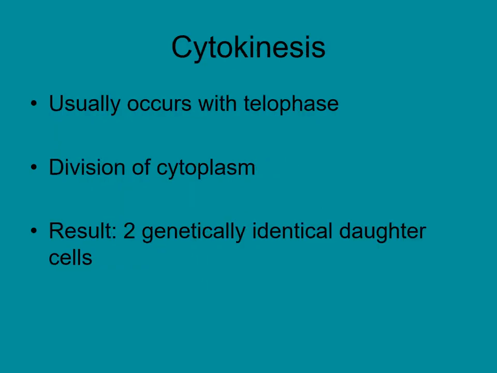Cytokinesis, which is technically a separate event. Remember, it is the cytoplasmic division. However, it is timed so that it will end at the same time as telophase is ending. All of this is very tightly regulated and controlled. So it's going to divide that cytoplasm. When cytokinesis is finished, you will end up with two daughter cells. They are genetically identical to each other, and they are genetically identical to that original parent cell.